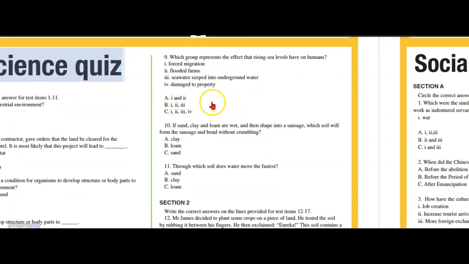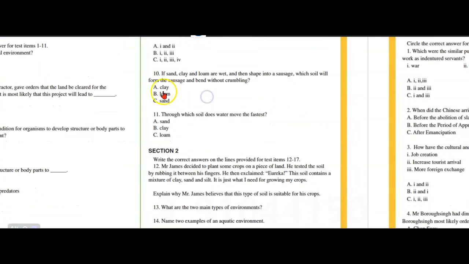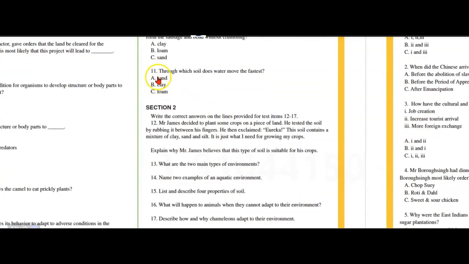Is it 1 and 2, 1, 2, and 3, or 1, 2, 3, and 4? Number 10. If sand, clay, and loam are wet and then shaped into a sausage, which soil will form the sausage and bend without crumbling? Is it clay, loam, or sand? Item 11. Through which soil does water move the fastest? Is it sand, clay, or loam?